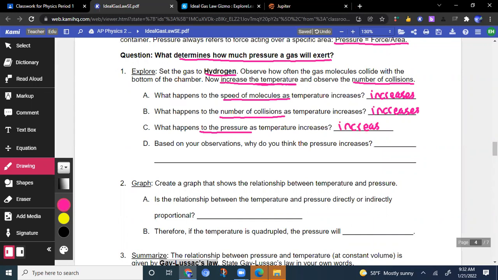So what is actually going on here? Based on your observations, why do you think pressure increased? Give me a little sentence starter there. Pressure increases because, how about this? Focus on those observations that you just made. Why do you think pressure increased?